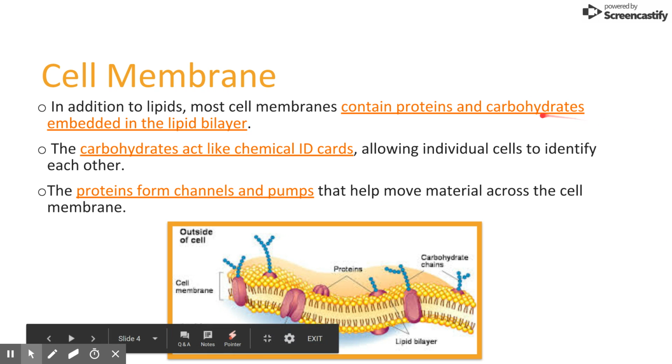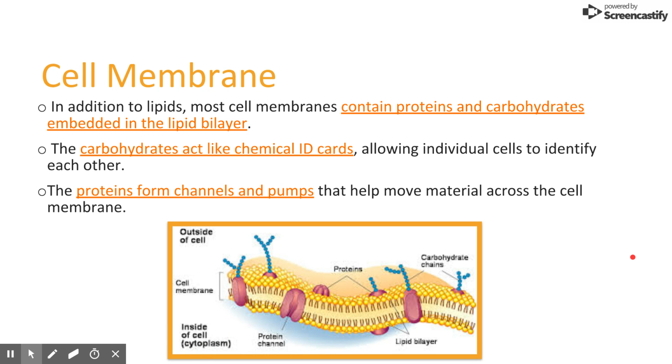There's also carbohydrates embedded in the cell. Here you can see in the diagram some carbohydrate chains sticking off. And these basically act as an ID card, telling other cells who that cell is. So you can think about it like a driver's license or an ID card, signifying who that cell is.